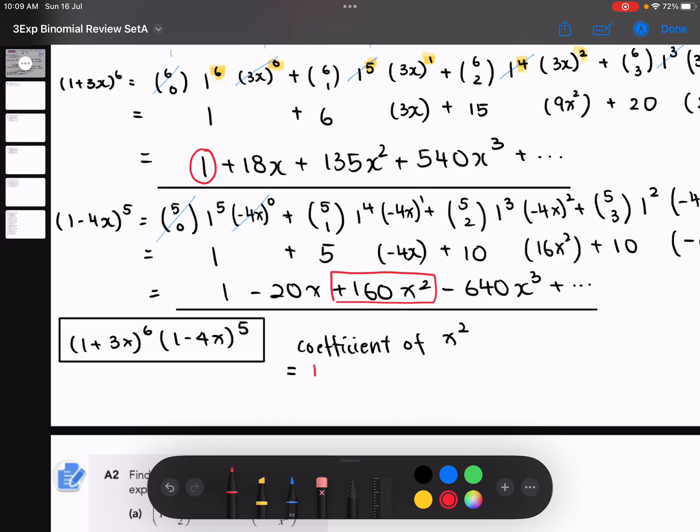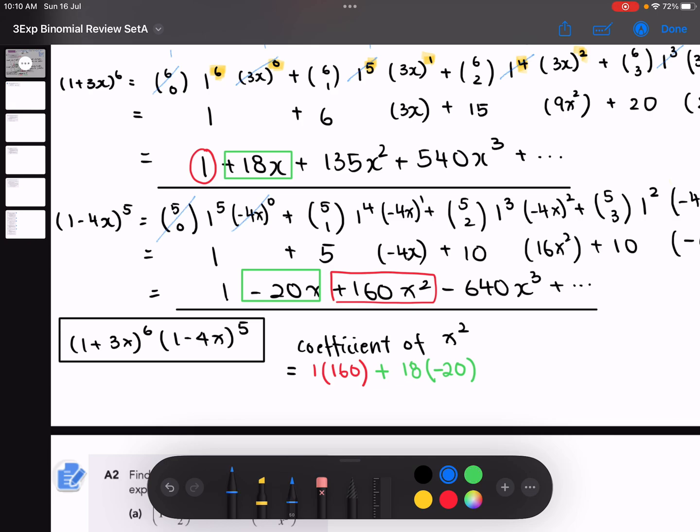So I will have 1 times positive 160. First pair. Let me continue. If I use positive 18 from my first expansion, very ugly. Sorry, Mrs. Yu, perfectionist, must draw nice. If I use an x term, then the partner must also be an x term. Then I can get an x squared term. So the second thing I'm going to write is plus 18 times negative 20. This pair will also give me an x squared.